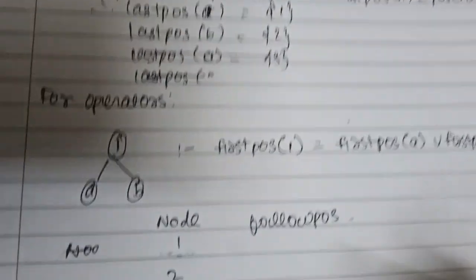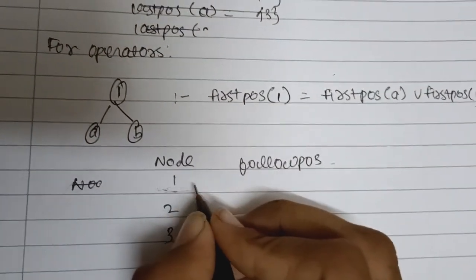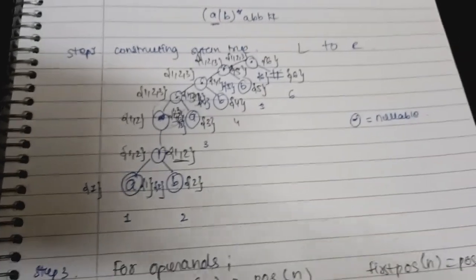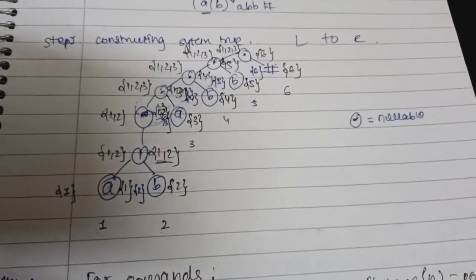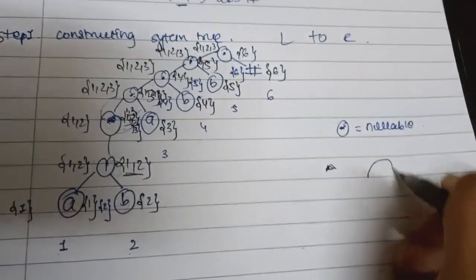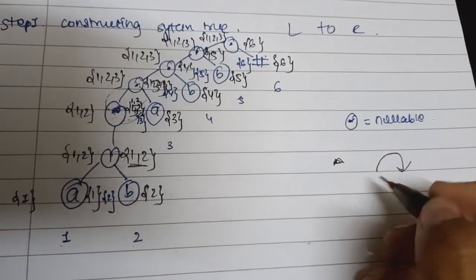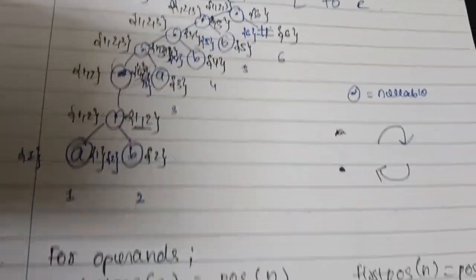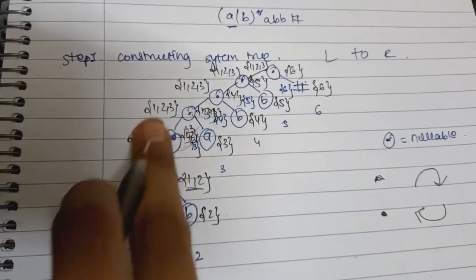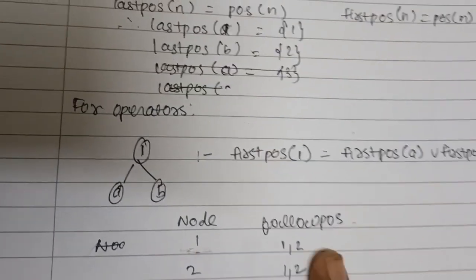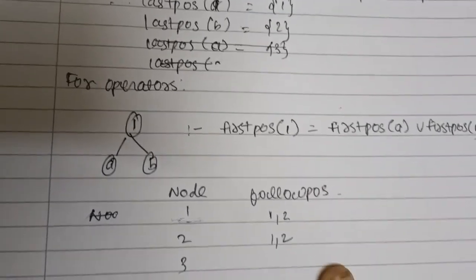So 1, 2. Similarly, the follow position for 1 and 2 will be 1, 2. If you're not getting anything, just take care of the directions. Whenever you encounter the star operator, take this direction. If you encounter the dot operator, take this direction. In the star operator we have done this: for 1 it is 1, 2, and for 2 it is also 1, 2.